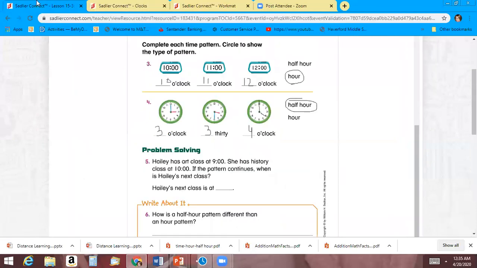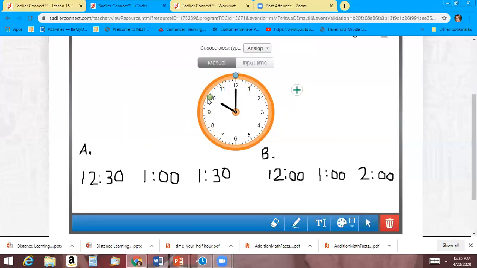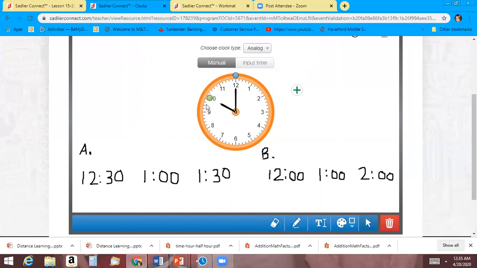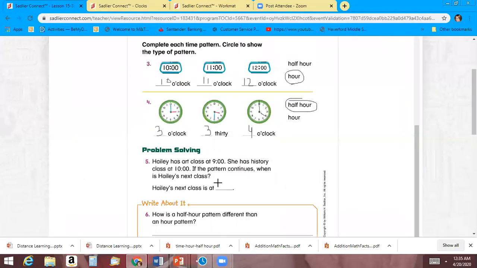The question asks, if the pattern continues. Art was at 9, history was at 10. What time do you think her next class is going to be? That's what they're asking us. If I were to guess, I was here at 9 o'clock for art, 10 o'clock for history. My next guess would be an hour later, 11 o'clock, for her next class. So Hallie's next class would be at 11 o'clock.